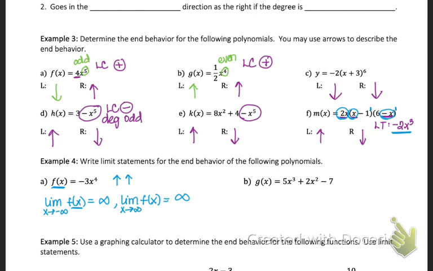So notice on B, it's g of x this time. So we're going to write g of x, not f of x. Again, pause your video, draw arrows, and write limits for B. I'll be right back. Okay, so our left limit, the limit as x approaches negative infinity of g of x, should be negative infinity because the left side is going down. And our right side, limit as x approaches positive infinity of g of x, equals positive infinity because of the up arrow.